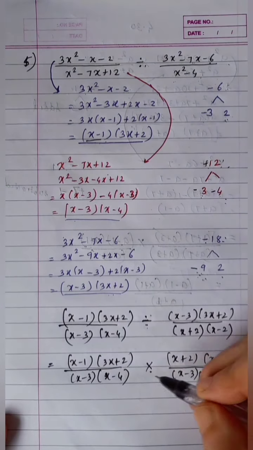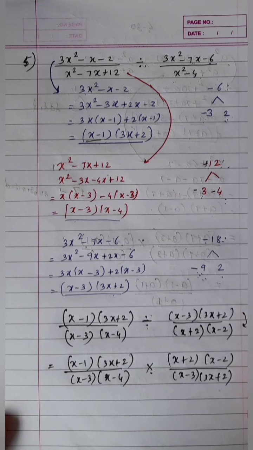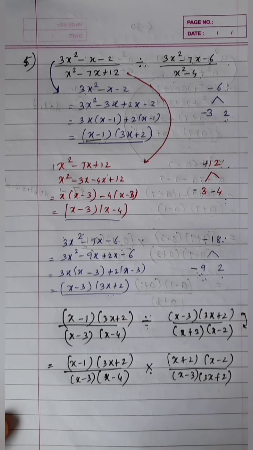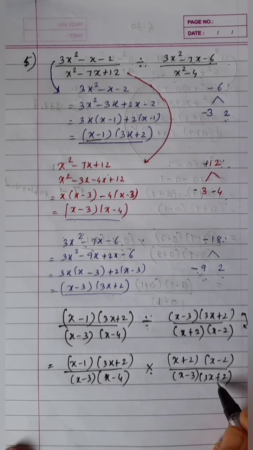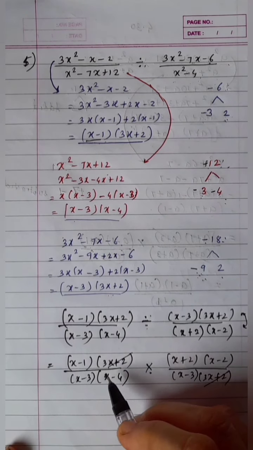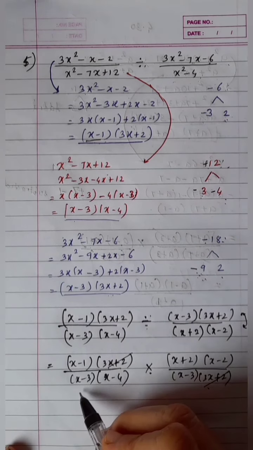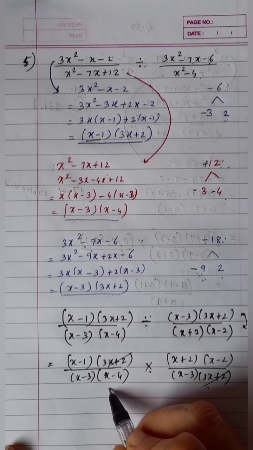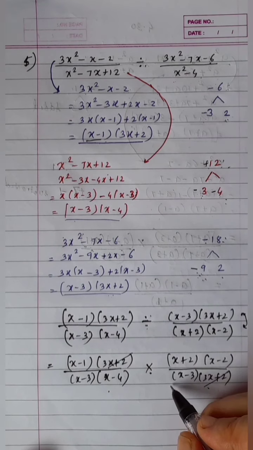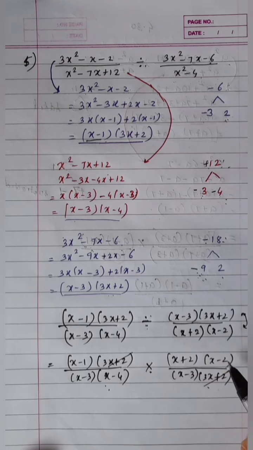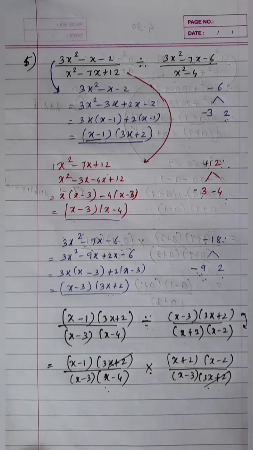Division becomes multiplication and we just exchange their places. We write the reciprocal of the second term. Now we will see what all terms we can cancel. 3x plus 2, 3x plus 2. Here it is coming. Can we cancel this? X minus 4. We cannot cancel this, any of the terms here.